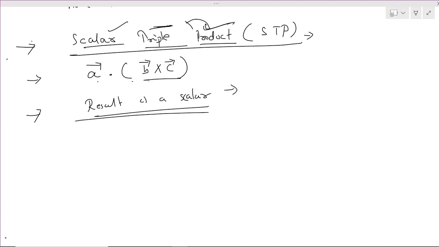Why so? B cross C will be a vector. Then if you do a dot product with A, the result will be a scalar. This is called scalar triple product. Very simple. How to solve this? Find B cross C using determinant. Then take dot product. You will get the answer. No need to do very complex things. Just do cross product, then take dot with A.